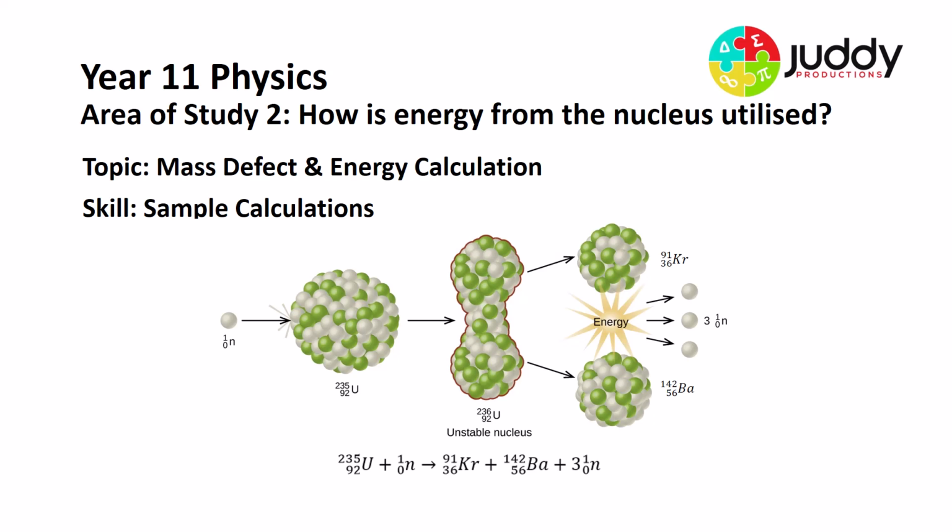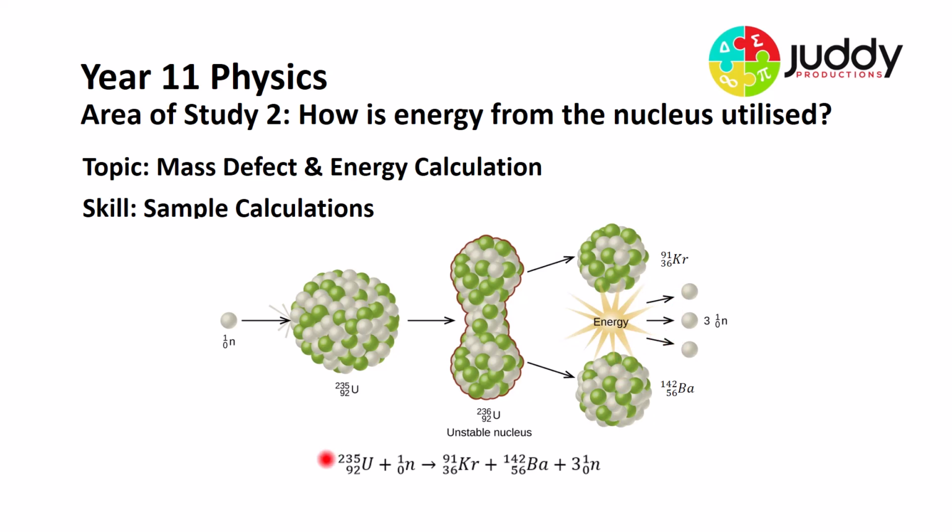So we have in front of us on the screen at the moment a diagram representing the nuclear fission of uranium-235. The process is as follows. A slow moving neutron is absorbed by uranium-235. It becomes a very unstable nuclear isotope, uranium-236, which proceeds to split, or undergo fission, producing a krypton-91 and a barium-142, two smaller but more stable nuclei. And in the process, it also generates 1, 2, 3 neutrons.